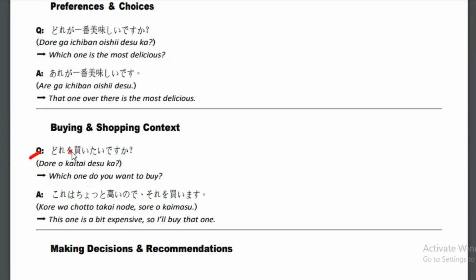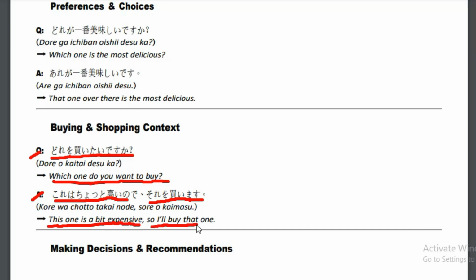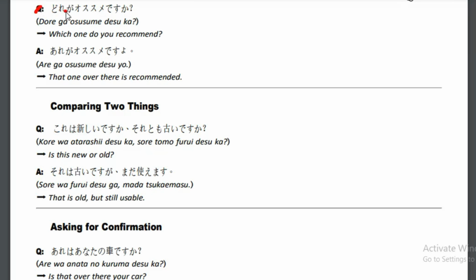Now let's see some more questions. Dore o kaitai desu ka means which one do you want to buy? The answer would be kore wa chotto takai no de sore o kaimasu, this one is a bit expensive so I will buy that one. The next question is dore ga osusume desu ka, which one do you recommend? The answer would be are ga osusume desu, that one over there is recommended.